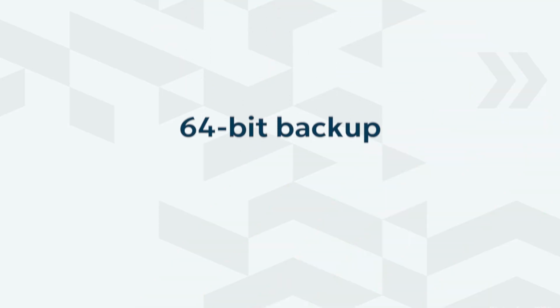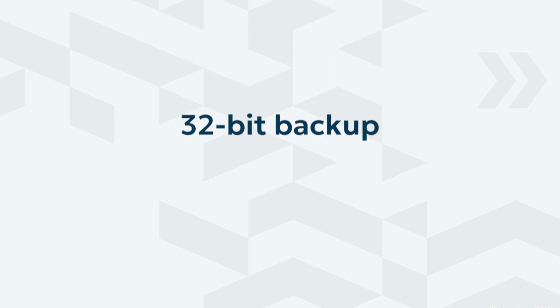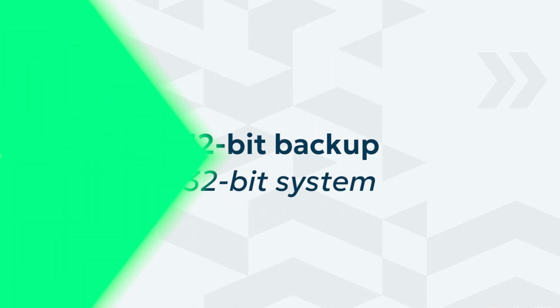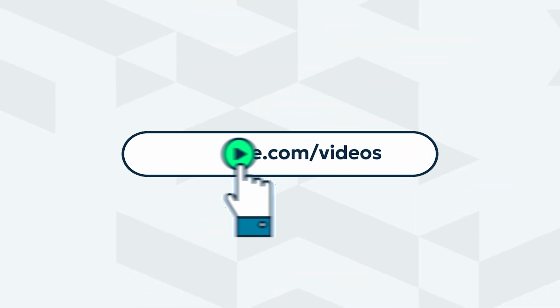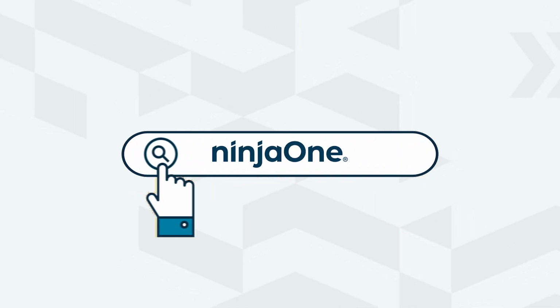A 64-bit backup will only work on another 64-bit system, and a 32-bit backup will only work on another 32-bit system. For more information, check out our official blog post on backing up and restoring printers in Windows linked in the description below.